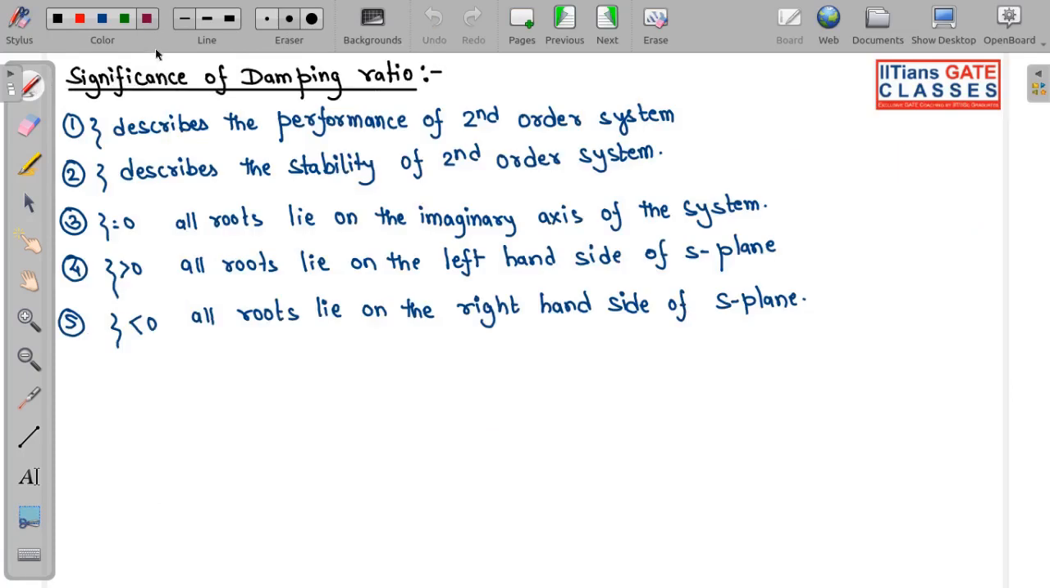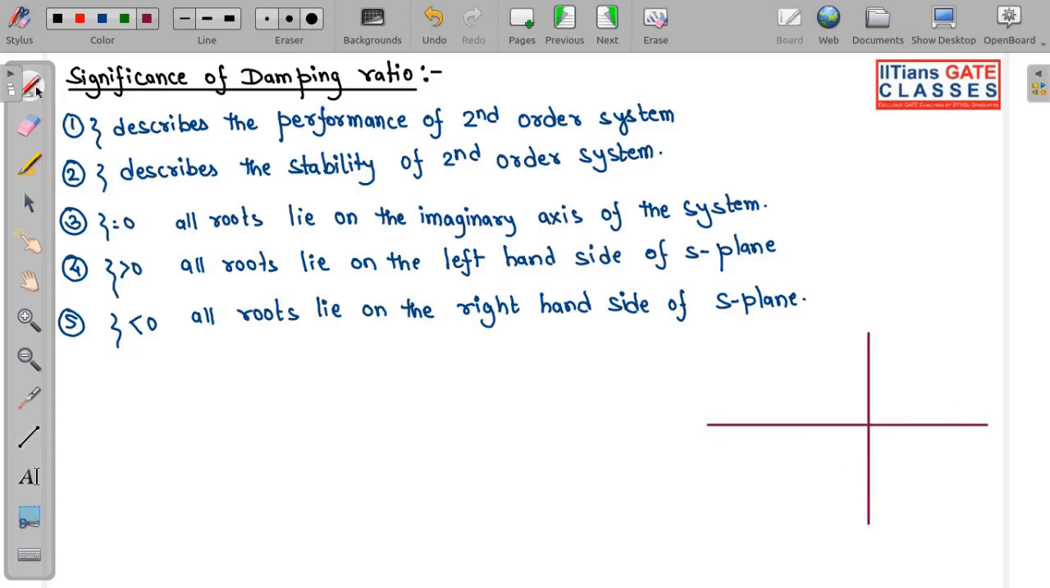So now let us see what is the significance of damping ratio. Zeta describes the performance of a second order system. What do we mean by performance? Basically zeta will define whether the system is critically damped, undamped, overdamped or underdamped. On the basis of zeta, we are going to classify the second order system. Zeta also describes the stability of a second order system. How?